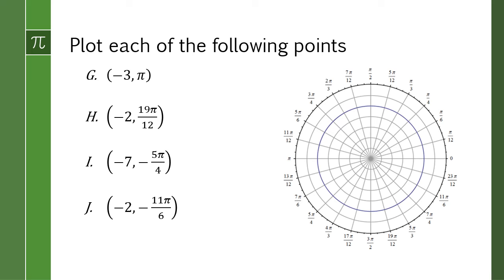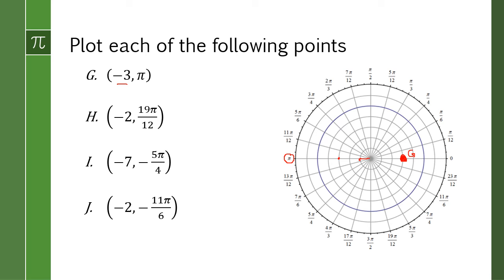So an example of this would be negative 3 comma pi. So my angle here is pi. Pi is right there on the circle. So if I were trying to plot the point 3 comma pi, then I would go 3 units towards pi. But since I'm trying to plot the point negative 3 comma pi, that means my radius is negative. I'm going to be going in the opposite direction. So instead of going along this ray towards the angle of pi, I'm going to go 1, 2, 3 units in the opposite direction. That would be the location of point G.